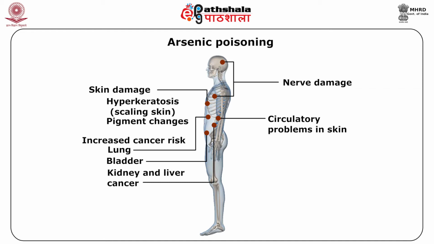Arsenic poisoning can lead to so many problems like skin damage, scaling skin, pigment changes, increased cancer risk, for example lung cancer, bladder cancer, kidney and liver cancer, nerve damage, circulatory problems in skin and so on.